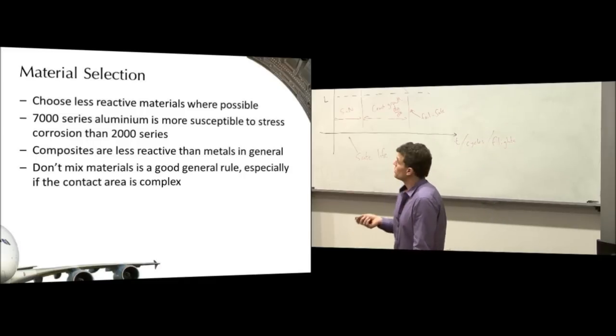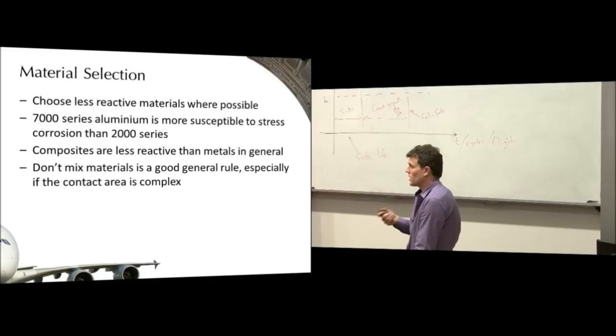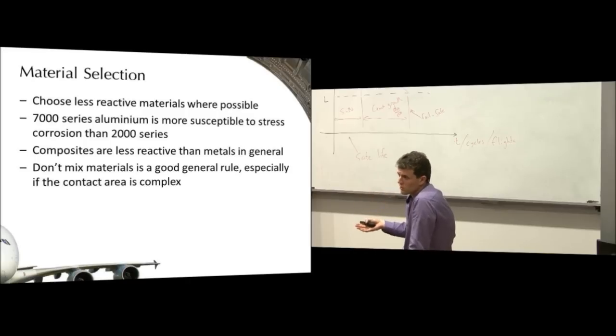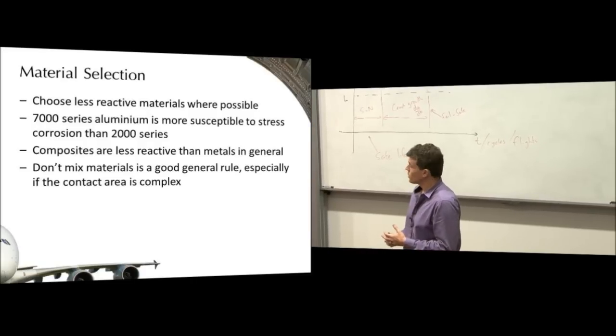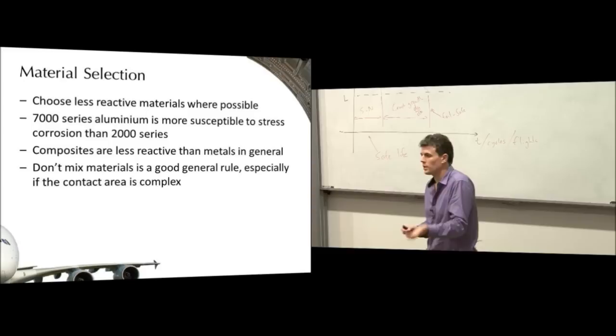So, material selection. So, choosing a less reactive material if possible. So, 7000 series aluminium, which is just a type of aluminium that's often used because it has a higher strength than 2000 series aluminium, but it's more prone to corrosion. So if we're in a situation where corrosion is likely, we would use 2000 series instead of 7000 series. There's just a different set of alloying components which makes it more susceptible to corrosion. Composites in general are less susceptible to corrosion than metals, so if there's a situation where corrosion is really critical, we might consider switching to a composite part instead of an aluminium part because it's less prone to corrosion.